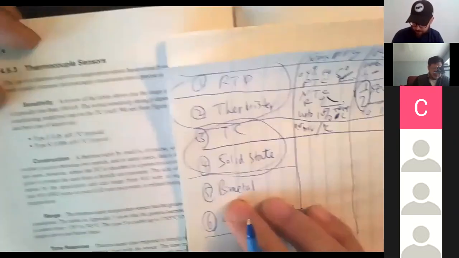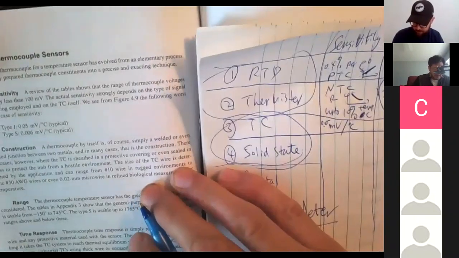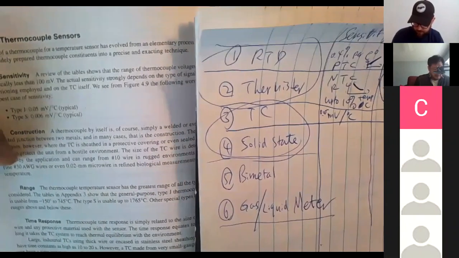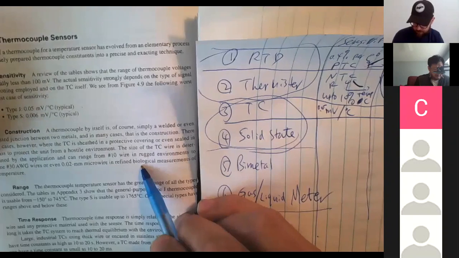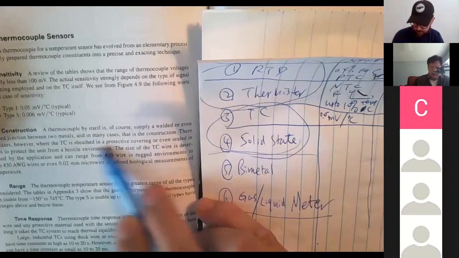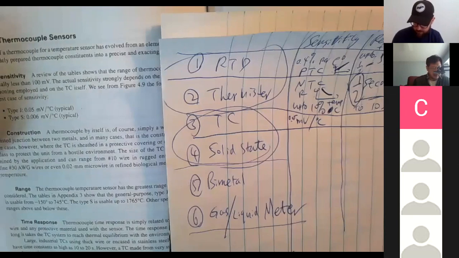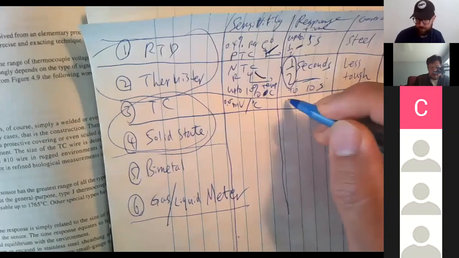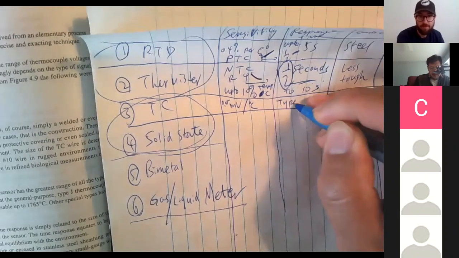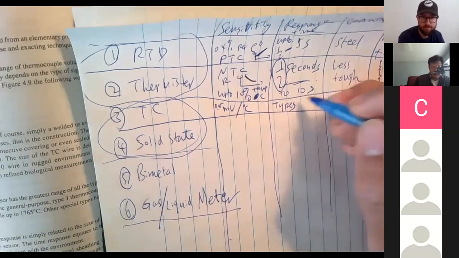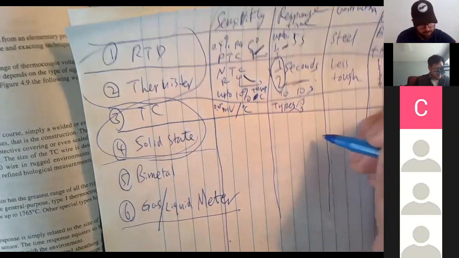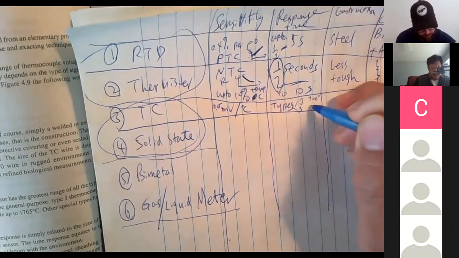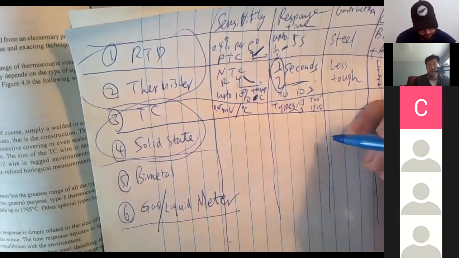The construction of a thermocouple is built of metal, so it's very tough. So construction, just like RTD sensors. Range will depend on types. For example, type J and type S. Type J will be negative up to 700, right? Type S will be 1500 positive.